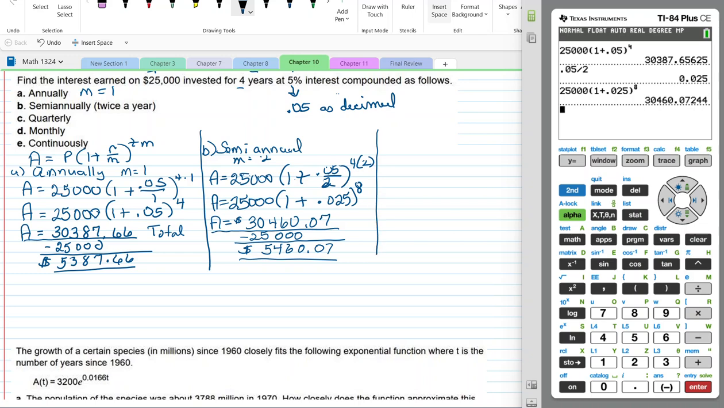All right. So we're going to do quarterly. Quarterly means that M is 4. All right. Now we're getting more interest. It's a smaller amount of interest per each quarter because we don't want to exceed that. But compounding is how you make money on anything. And you can see the pattern of it.